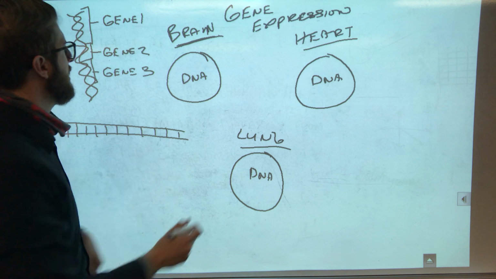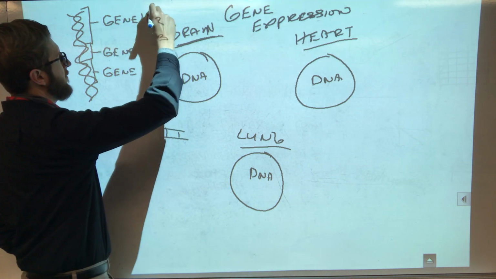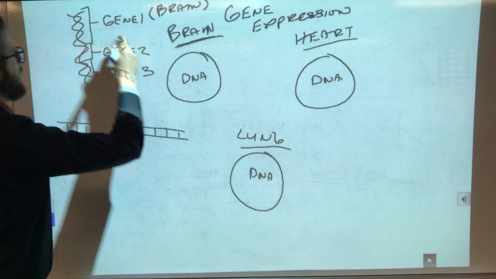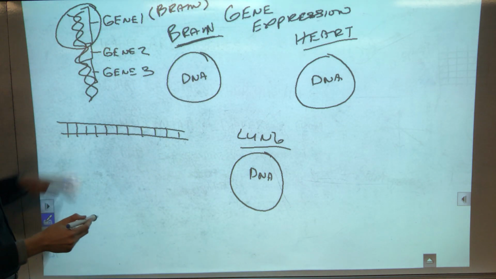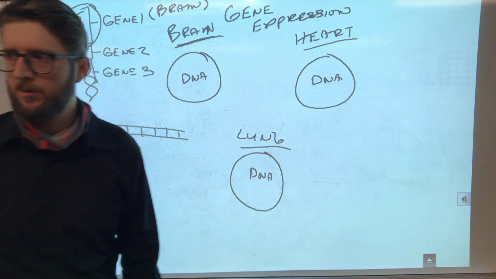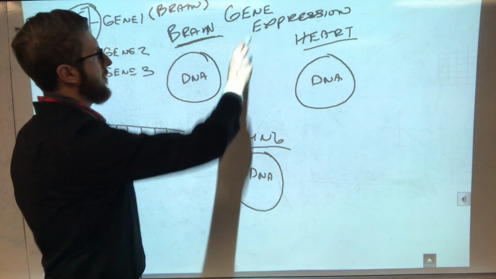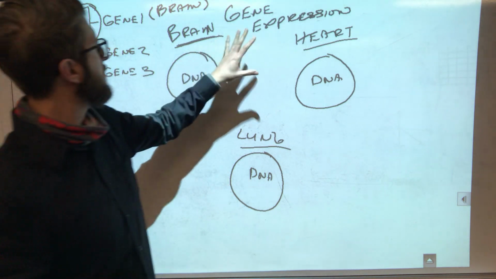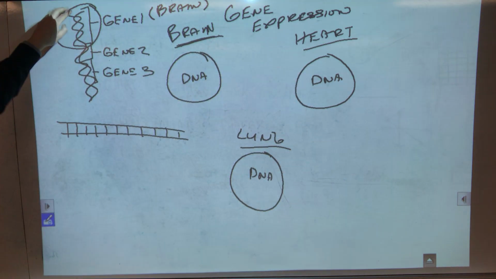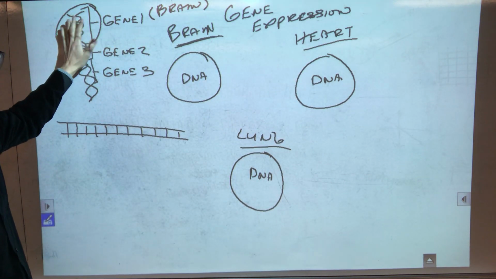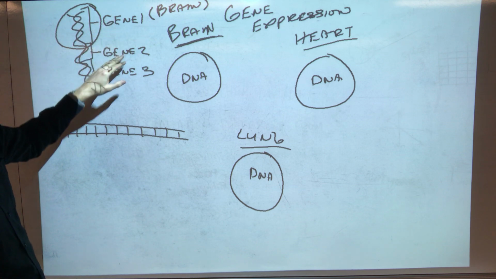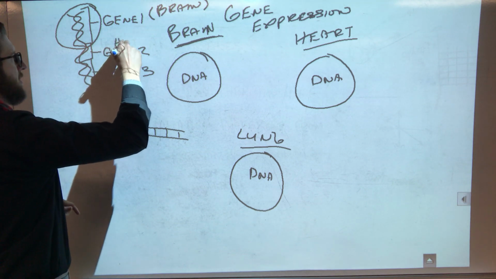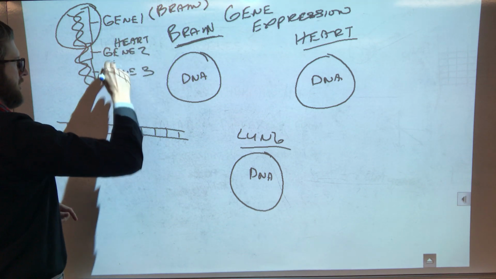So maybe gene 1 is the brain gene, right? So in the brain cell, only this gene gets turned on and the other 2 genes are left off, kind of like light switches, okay? That's called gene expression. So different genes get expressed even though all 3 of these cells have the full set of DNA with the 3 genes. The brain cell, the heart cell, and the lung cell.